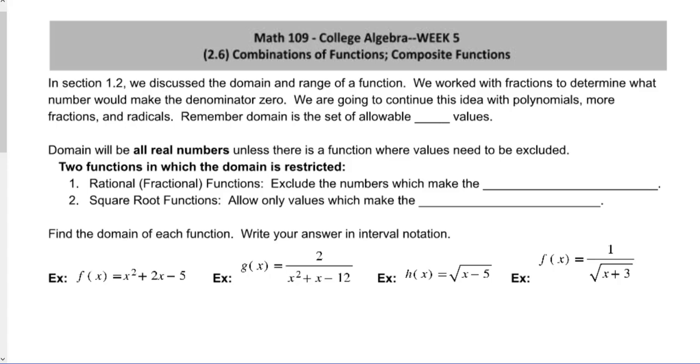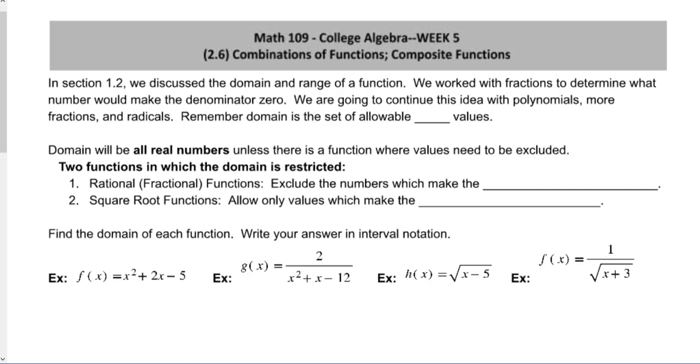Right, moving into section 2.6 where we're going to look at some more stuff with functions. This chapter 2 is basically all about functions. So we're going to be looking now at combinations of functions and also another operation that we refer to as the composition of functions. In section 1.2 we discussed the domain and range of a function, and we worked with fractions to determine what numbers would make the denominator 0, and we excluded those because they were not allowed to be in our domain.